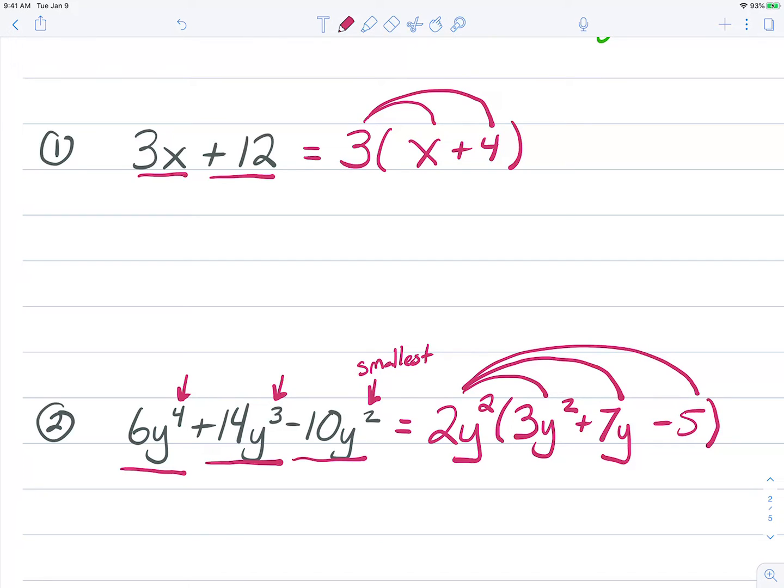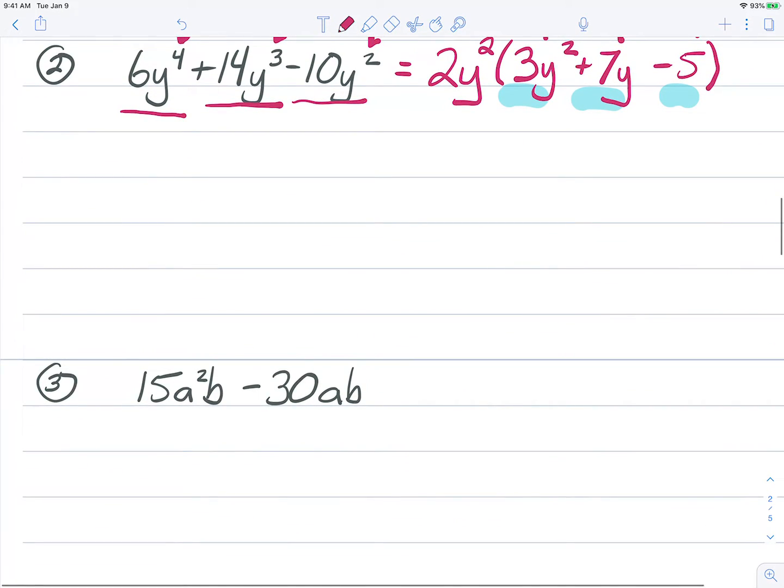Okay, so that is the GCF factored out. If I just double check to make sure that I did this correctly, 3, 7, and 5 only have a 1 in common, so I factored out the largest number possible, and they don't all have a variable, so I took out enough y's. Okay, let's try another one.